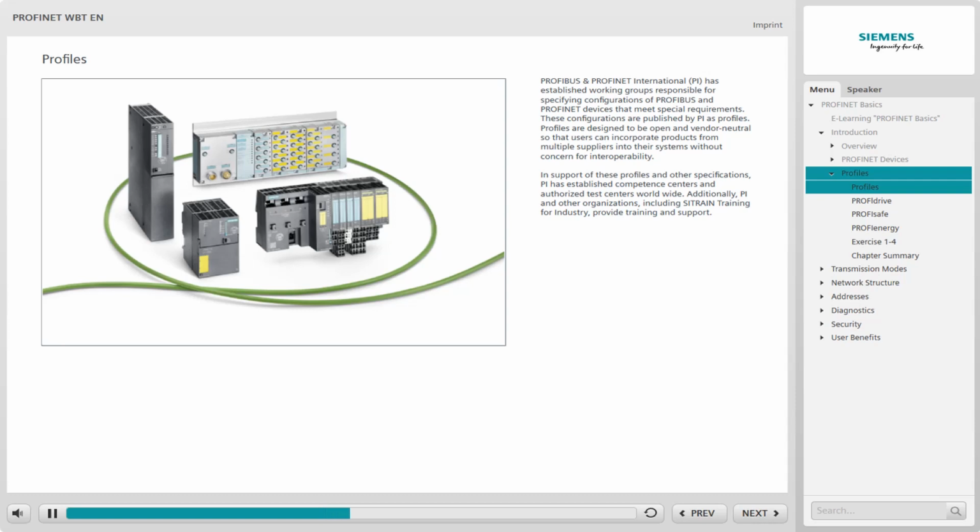In support of these profiles and other specifications, PI has established competence centers and authorized test centers worldwide. Additionally, PI and its regional organizations, member companies, and other organizations, including C-Train Training for Industry, provide training and support.